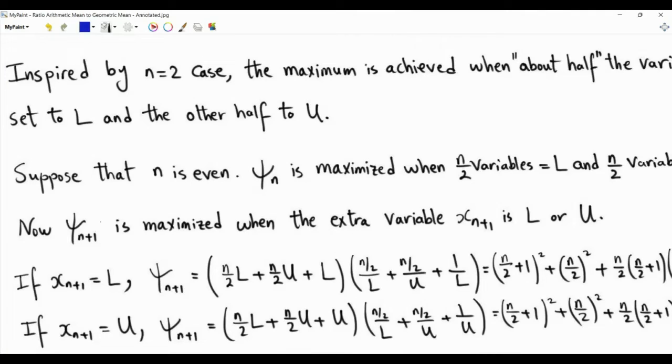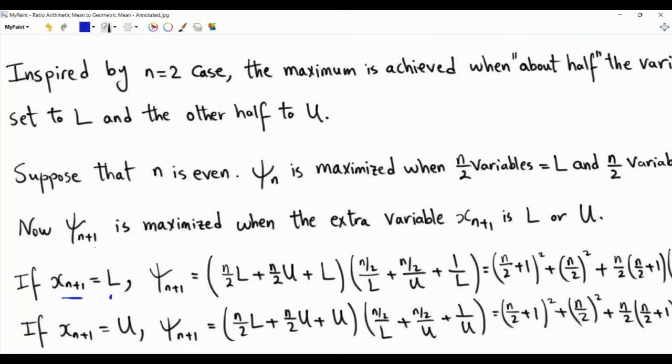Now we ask, how can we maximize psi n plus 1? So we have one more variable. We know that its maximum should be at L or u. So will it matter? Can we set it to L or to u, or do we get the same objective? Let's verify this. If we take x n plus 1 to be equal to L, note that n is even, and so n over 2 is an integer. So we started with n over 2 variables that are equal to L.